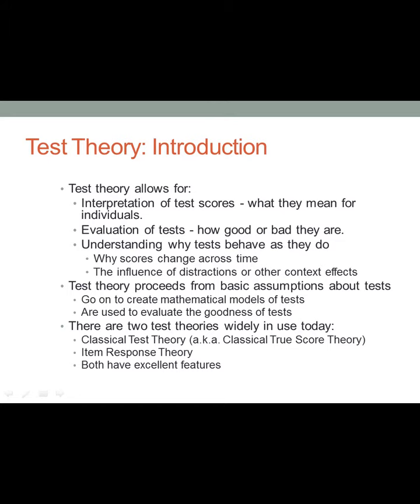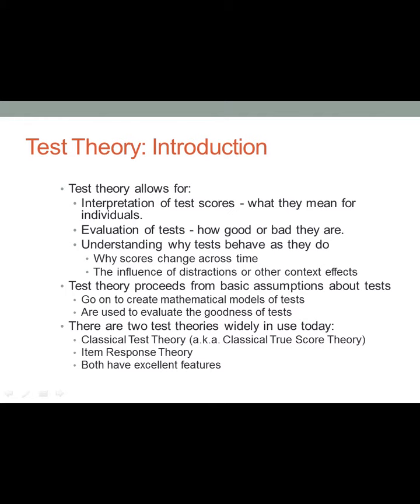Test theory basically proceeds from basic assumptions about tests. It creates mathematical models of how those tests perform, and those models are used to evaluate the goodness of the test. Now, there are two kinds of test theories that we need to deal with, which is unfortunate, because if I were giving this class in the 1990s, I would probably only talk about one kind of test theory, and that would be the first one listed here, classical test theory, otherwise known as classical true score theory.